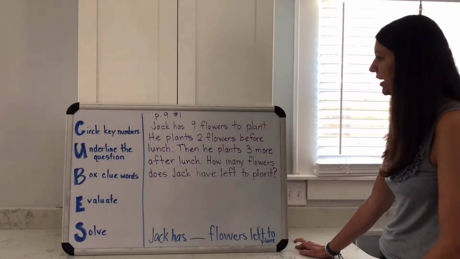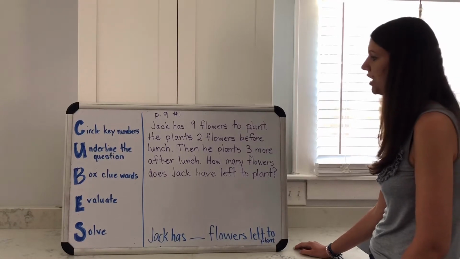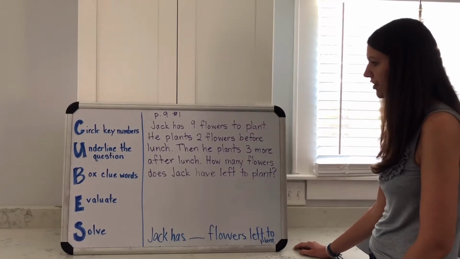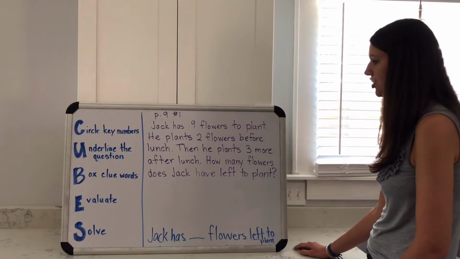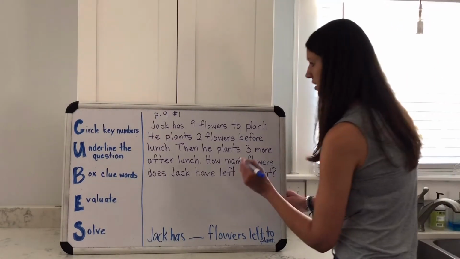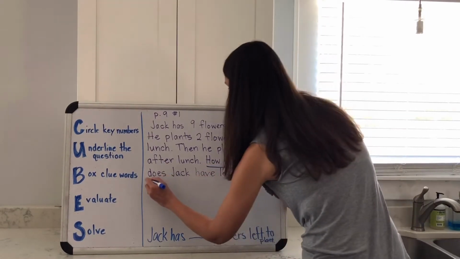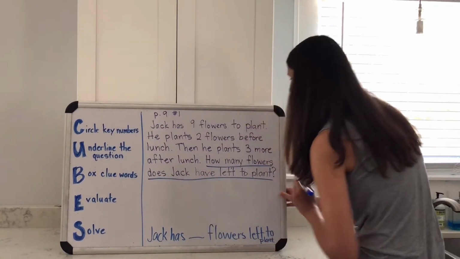So it says, Jack has 9 flowers to plant. He plants 2 flowers before lunch, then he plants 3 more after lunch. How many flowers does Jack have left to plant? So I'm going to go through my steps. I'm going to underline my question. How many flowers does Jack have left to plant?